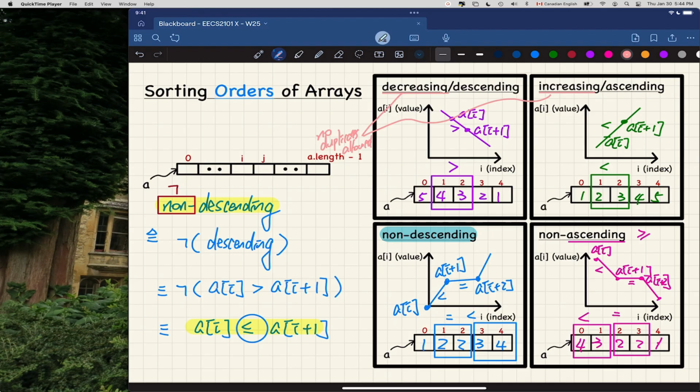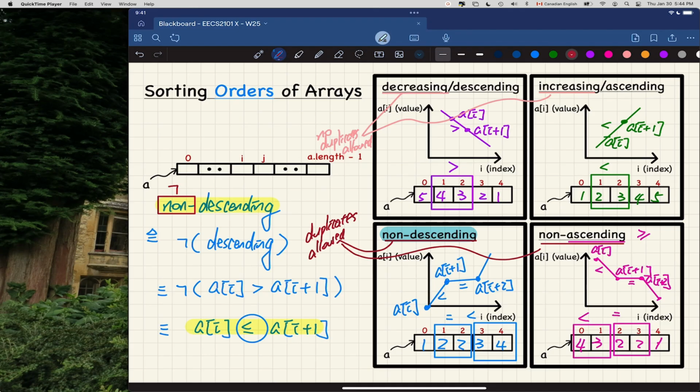On the other hand, for the non-descending and also non-ascending, these two, duplicates will be allowed. Specifically, duplicates for consecutive elements, because you stay flat, right?